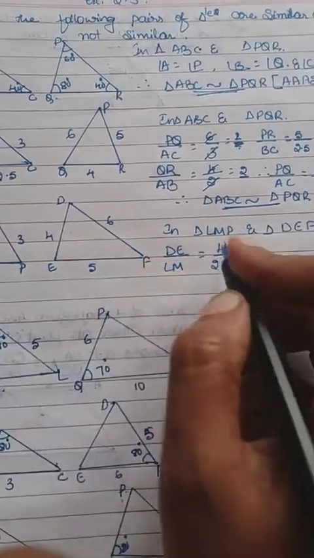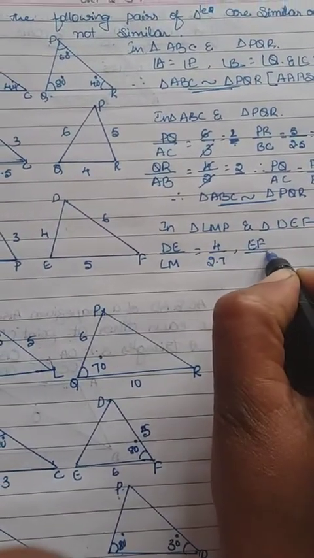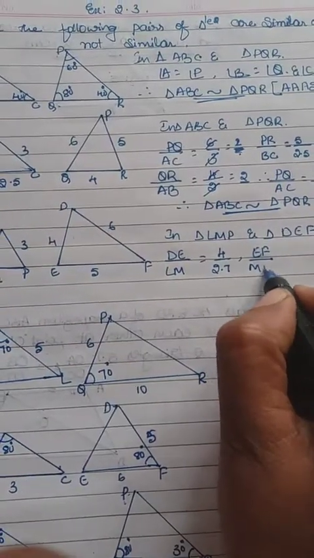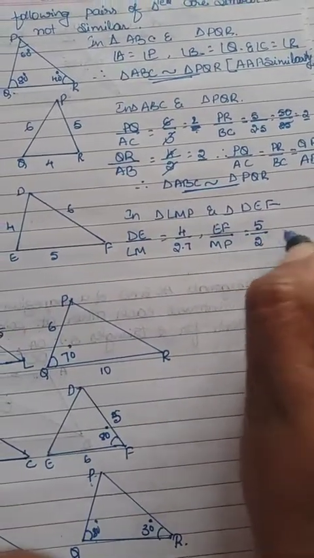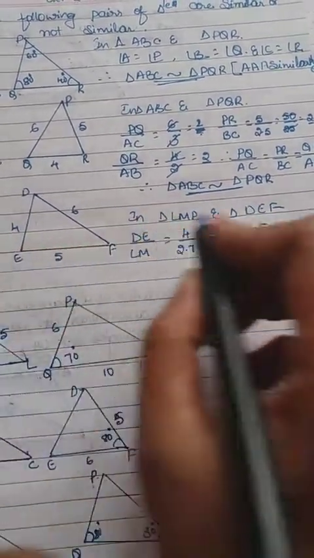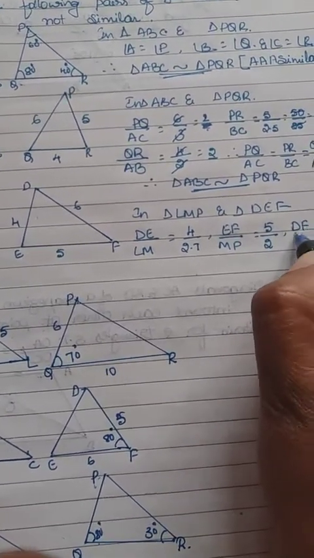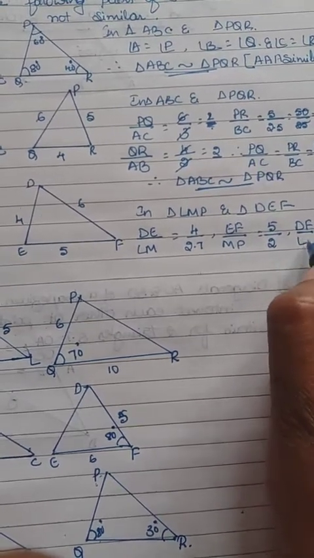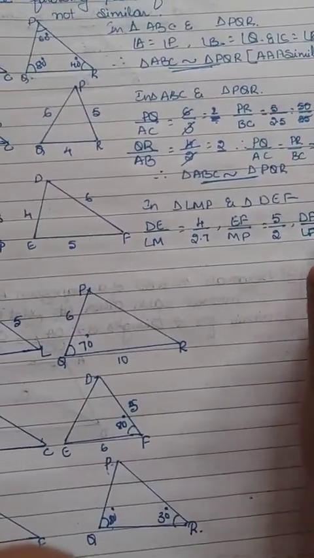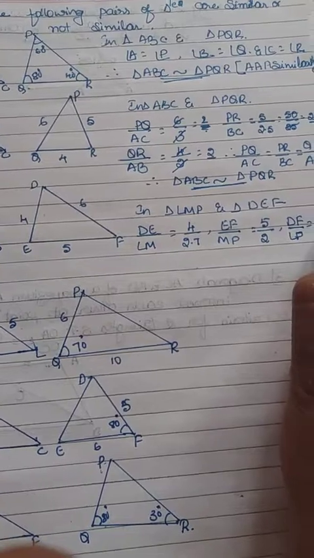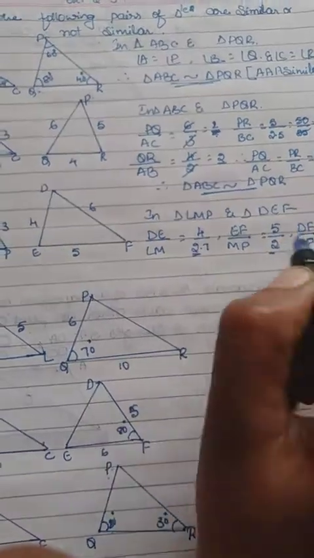The second one is EF. We have to take EF divided by the next, MP. EF is 5 divided by MP is 2. It is also not divisible. The third sides are DF divided by LP. DF is 6 divided by LP is 3. So here 3 ones are 3, 3 twos are 6 we got, but all the three are not equal.